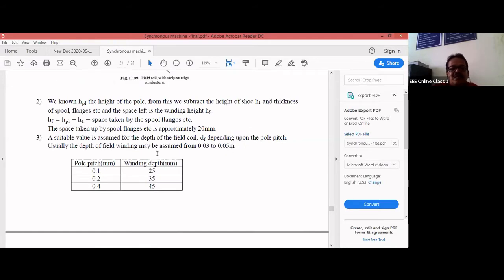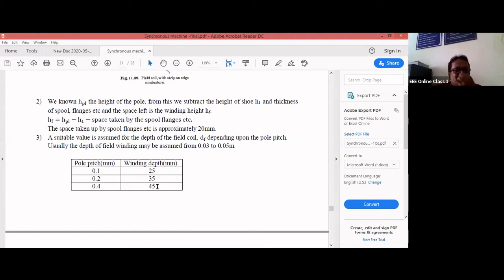The depth of the field winding will be assumed from 0.03 to 0.05 meter, or you can assume 30 mm to 50 mm. That depends, once again, on the pole pitch. For a pole pitch of 0.1, the winding depth will be 25 mm; for 0.2, 35 mm; for 0.4, 45 mm.